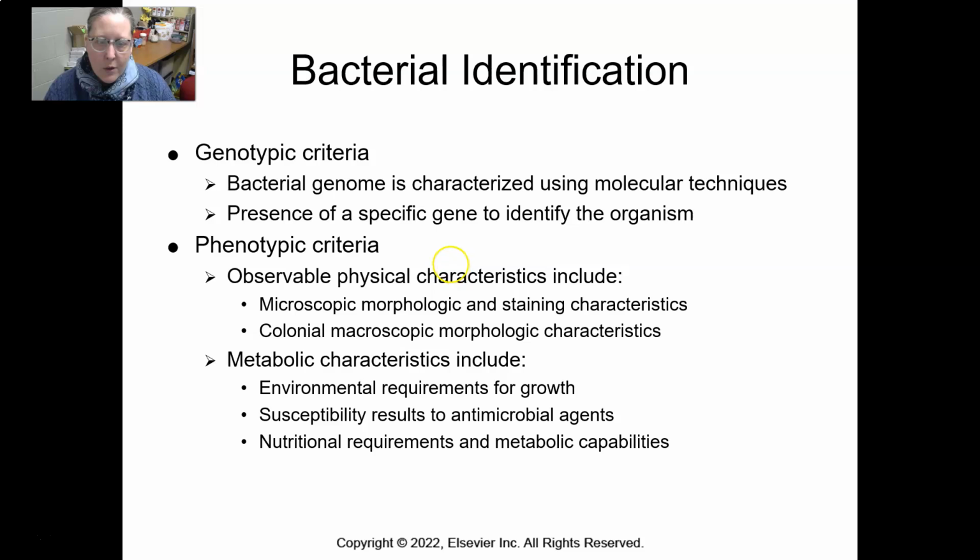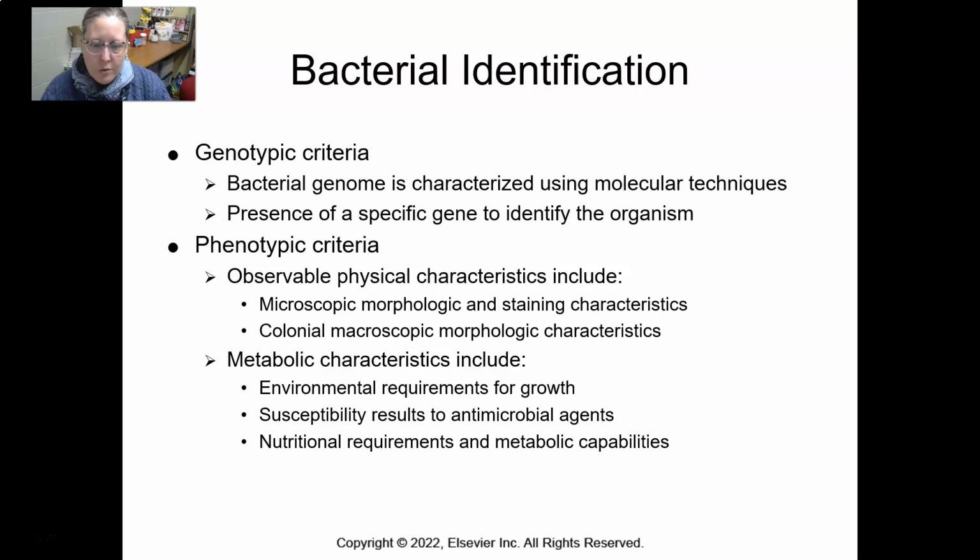And then you can also assess its metabolic characteristics. So that's the biochemical identification. Part of it is the environment required for growth. Did it grow well at 37 in a regular incubator with regular oxygen? Did it need an anaerobic environment? Is it susceptible to specific antimicrobial agents? And we can test them against specific ones.